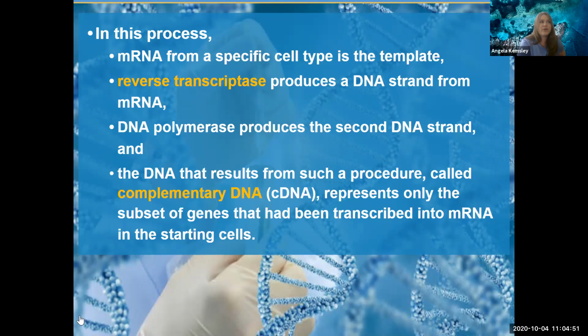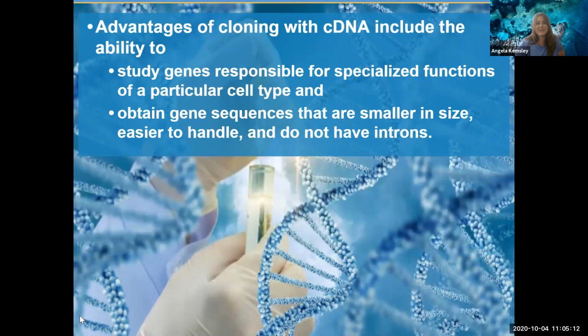And so I've referred to complementary DNA in the past. It represents only the subset of genes that have been transcribed into mRNA in the starting cell. So we're able to use this. We start with an mRNA template that has the sequence that we're looking for, and then we're able to use that in order to get a subset of genes that we're interested in studying.